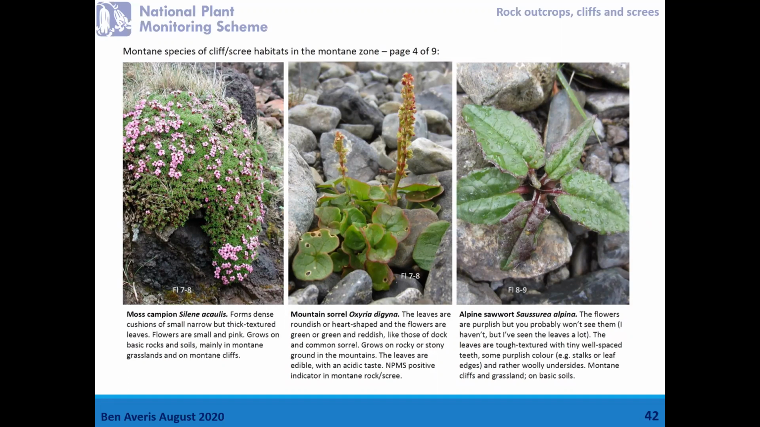But you'd know it's not moss because the leaves are much thicker textured and everything. It's a much tougher looking plant. And when it's in flower, those pink flowers are unmistakable. They're like miniature pink campion flowers. Mountain sorrel's leaves are unmistakable as well. They're very, very broad, kind of broad heart-shaped, more or less.